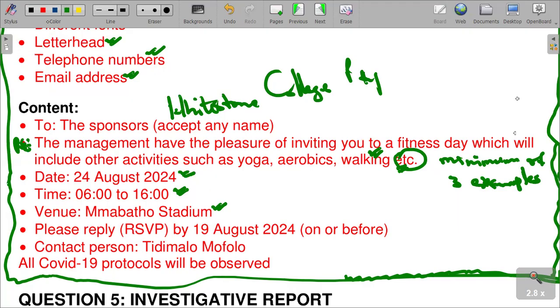Like I said before, I told you that it should be what? We said 5 days before the date, which is on or before what? You remember, on or before 19 August. On or before 19 August is very important because we said 5 days before. Latest should be 5 days before the date of the event. Contact person is what? It can be your name or any other imaginary name. And then please note that COVID-19 protocol will be observed.